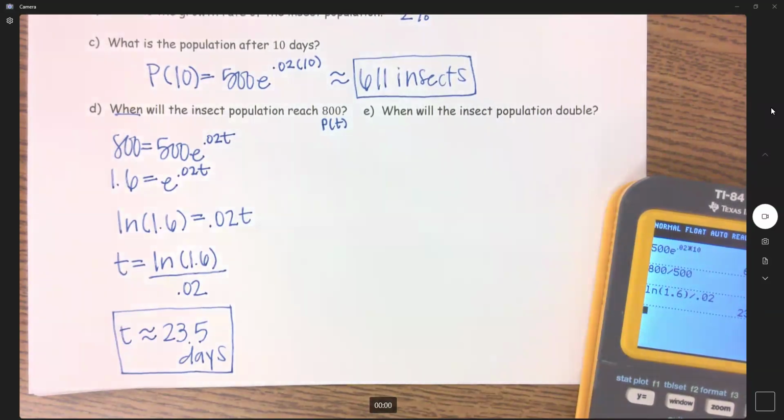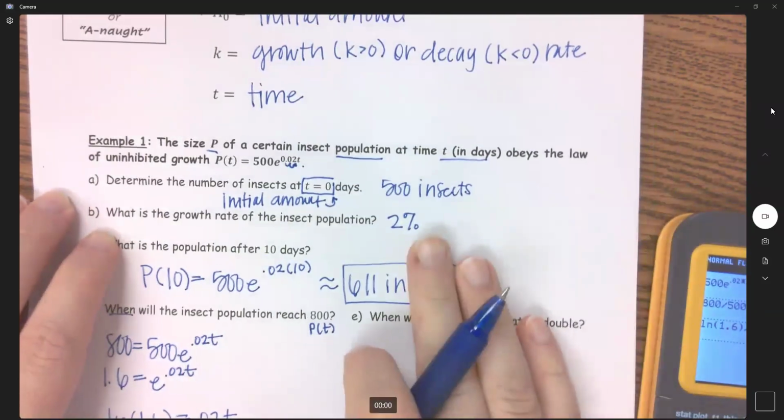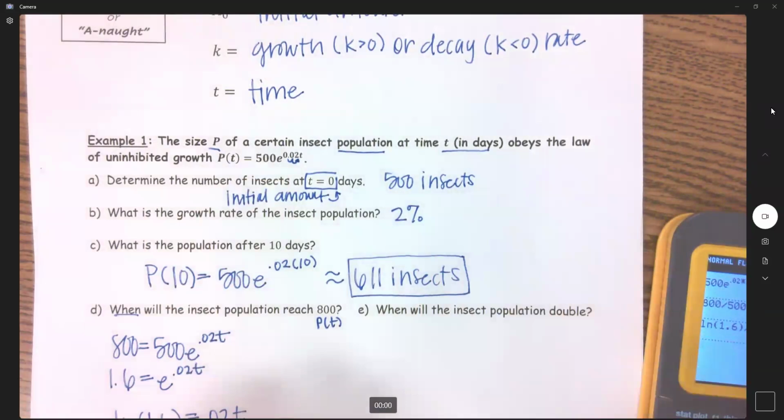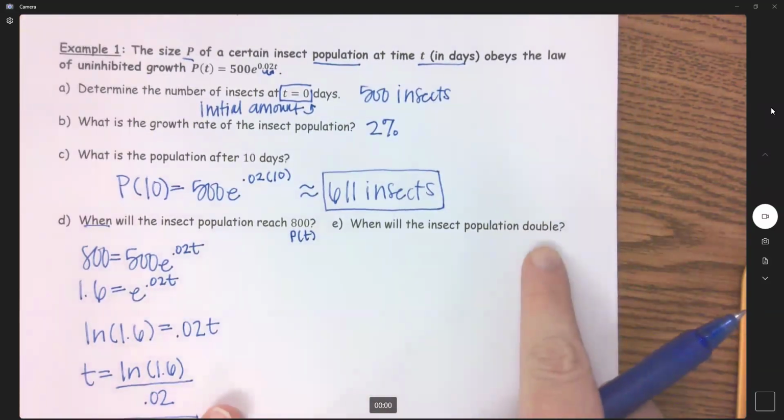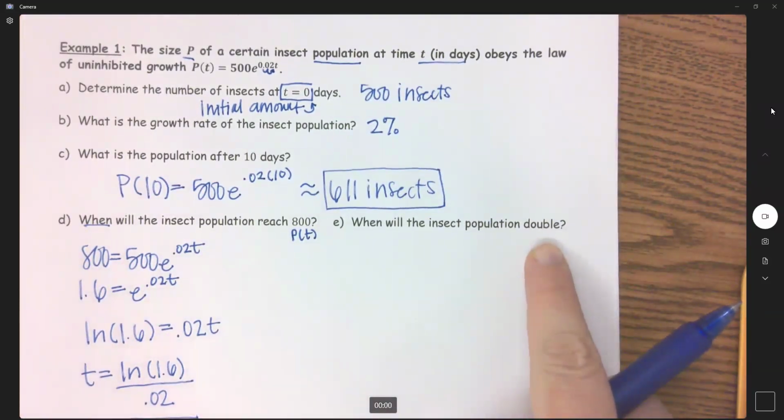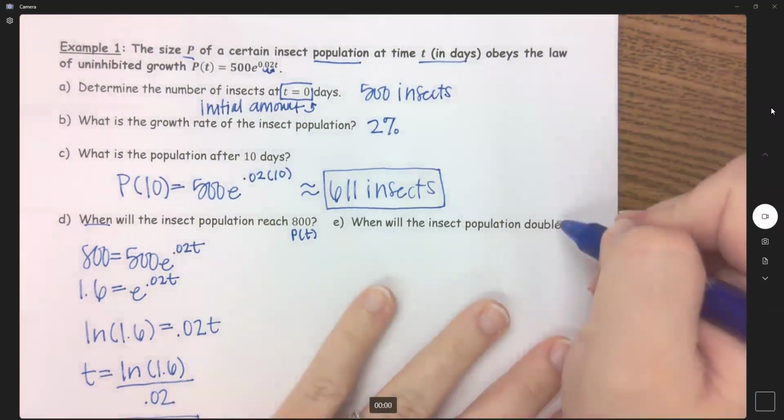Now, with this law of uninhibited growth and decay, when I have a growth, and I can tell this is a growth because my k here is positive, it loves to know when will things double. So here, when will my population double?